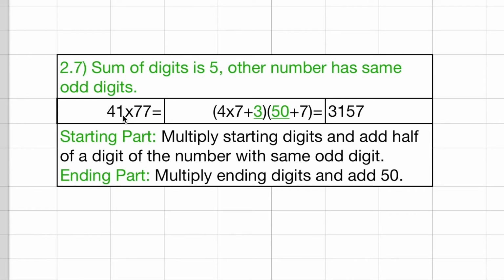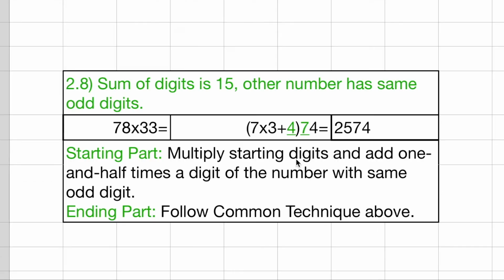Seventh situation, sum of the digits is 5 and other number has same odd digit. So here sum is 4 plus 1, 5 and it is same odd digit. So for a starting part, we multiply starting digits and add a half of the digit of the number with same odd digit. So half of this number. So half of 7 is 3.5, but we ignore the fractional part. And for ending part, we multiply ending digits and add 50 to it. So here 4 times 7 plus 3 and then we add 50 to the multiplication of 1 and 7.